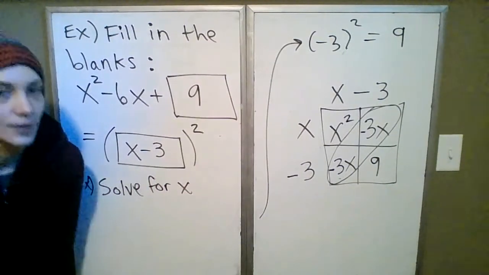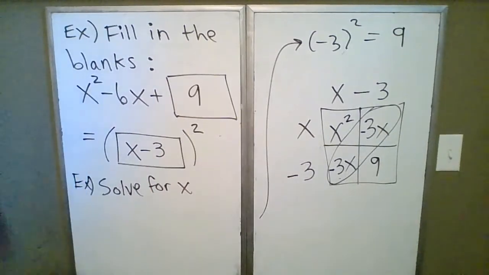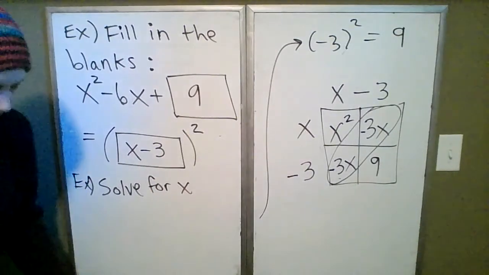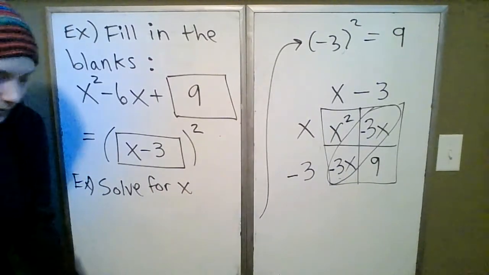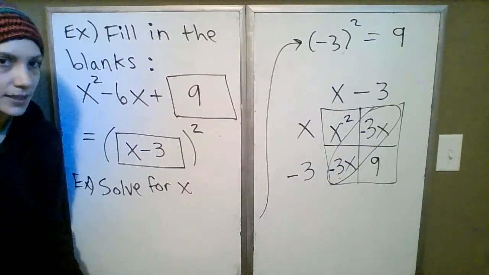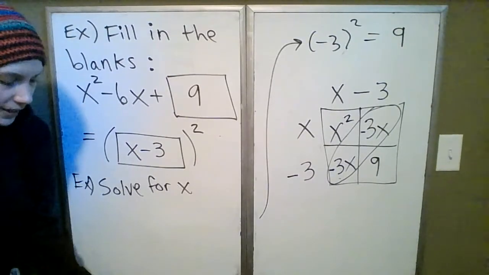Okay, cool. We've got enough time. We're going to start solving equations by completing the square. So we solve for x when x squared plus 4x is equal to 5.